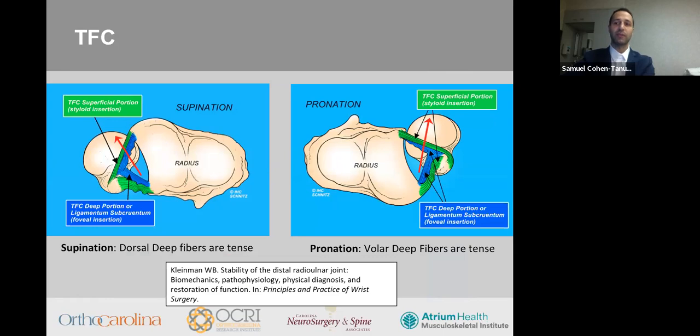And these drawings from Kleinman's paper depict how the volar or the dorsal fibers are tight, respectively, or loose in supination and pronation. So on the left image, in supination, the ulna is shifted naturally volarly within the sigmoid notch, because they don't have equal radii of curvature, and therefore the dorsal deep fibers are tight, and vice versa in pronation on the right image, which is actually flipped. You can look at Lister's tubercle, which will tell you what is dorsal.